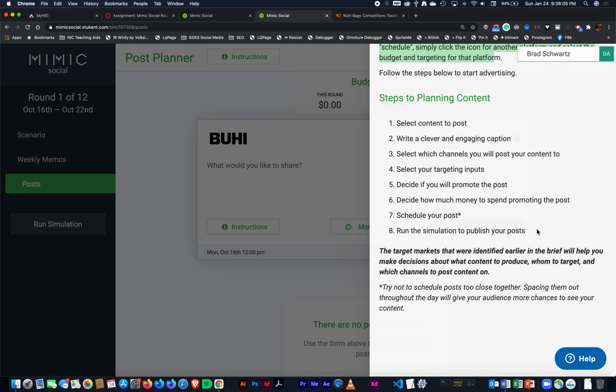In order to plan this content, we're going to select something to post, write some kind of a caption for it, select the channels, select our targeting inputs, which is who we want the ad to be seen by, and decide if we're going to spend money on the post, determine how much money, and schedule it. Here's one little note: remember, the optimal number of posts is 1 or 2 a day, so we want to try and not schedule things too close together and space them out throughout the day so that you give your audience a little bit more of an opportunity to see your content.